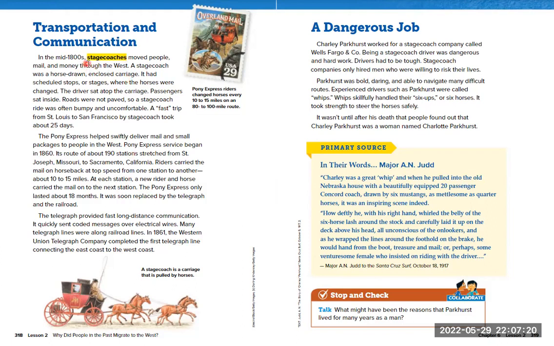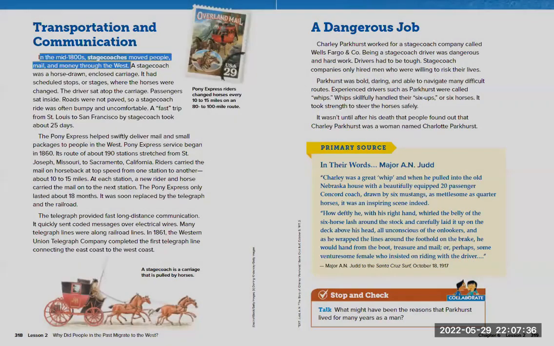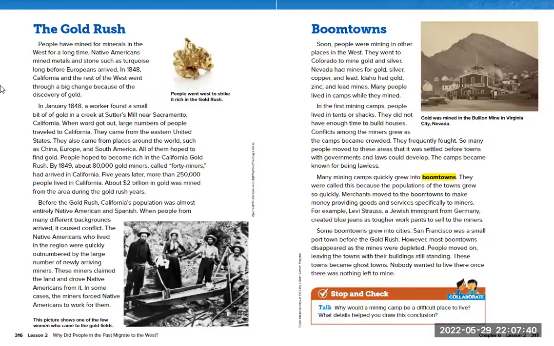So working for stagecoach companies. The driver sat atop the carriage, and passengers sat inside. They moved people, mail, and money through the West. That's another reason why people might move westward, for other jobs. These might be a big reason.